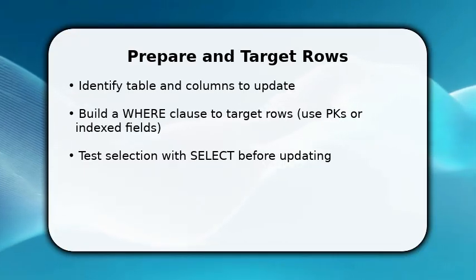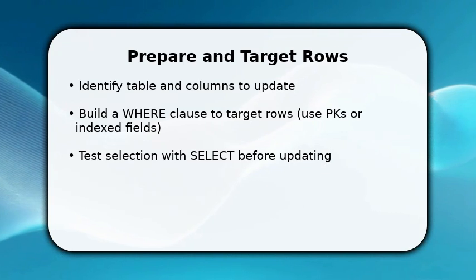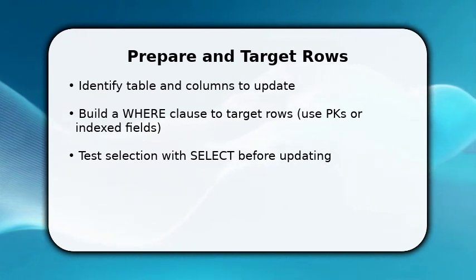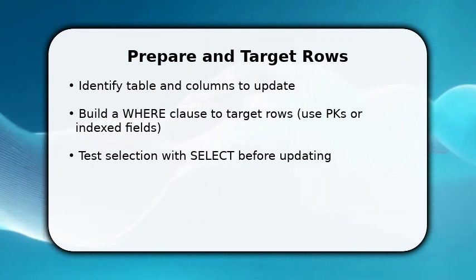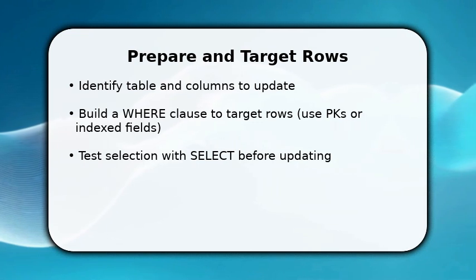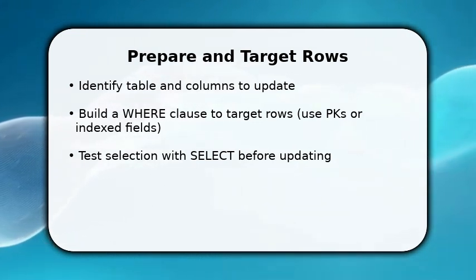You start by targeting exactly what changes. First, identify the table and the specific columns you will update. This reduces mistakes. Once you know the columns, craft a WHERE clause that limits rows. Use primary keys or indexed fields for precision. Run a SELECT with that same WHERE to confirm the affected rows before any change.